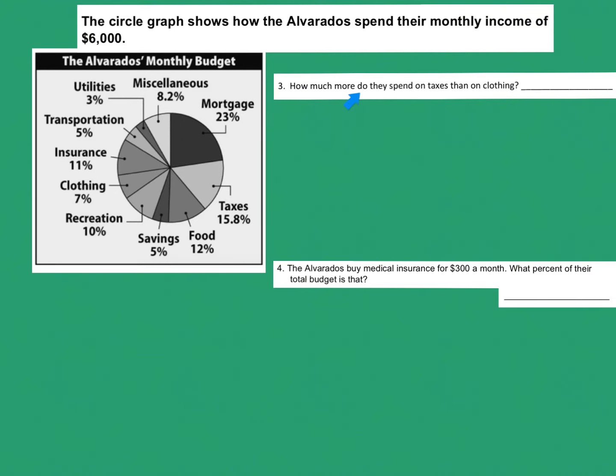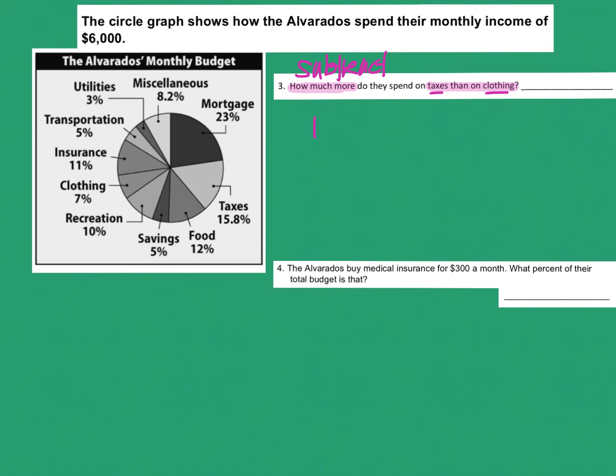Question 3. How much more do they spend on taxes than clothing? So when you look at this again, how much more taxes than clothing? It did not say percent again, so we want real numbers. The other thing to notice, when something says how much more, that means subtract. So my first step would be take my taxes and clothing and subtract what their percents are.